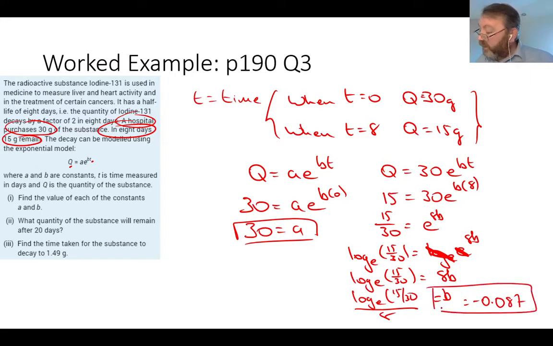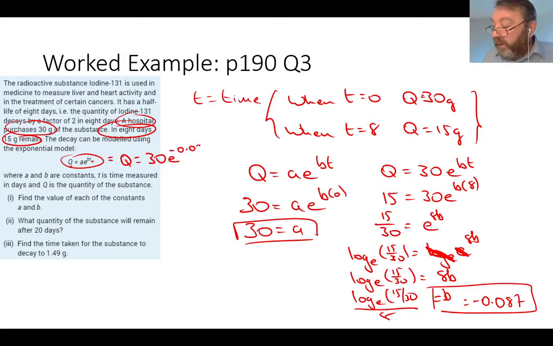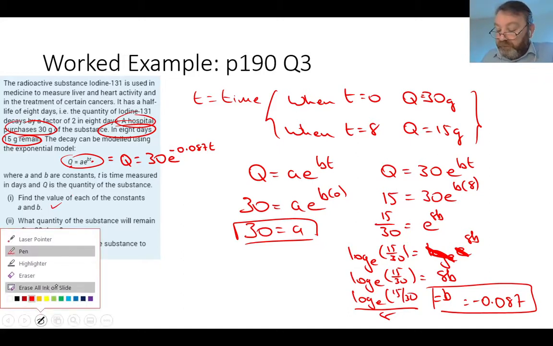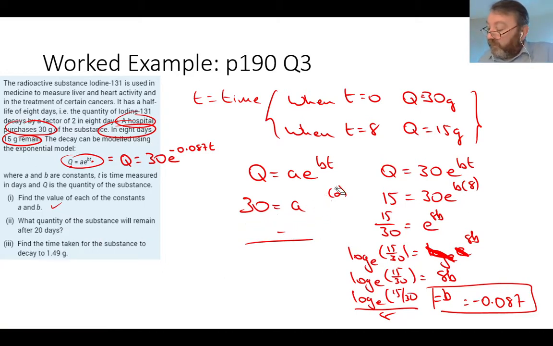So there's b and there's a. So now what do I have? Now I have the formula completed. So I can go back to this formula here and I can write it down as q equals 30e to the minus 0.087t. So in other words, once I find the values of a and b, I fill them into the formula and I now know what formula I'm dealing with. So that's part 1 finished. For part 2 and part 3, I'm going to use that formula. Okay, so let me just take a moment here just to get rid of this stuff here because I don't need this anymore. That's helped me to find a and b. So that's done.